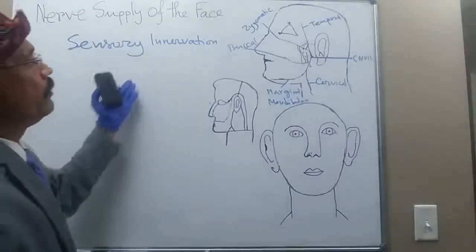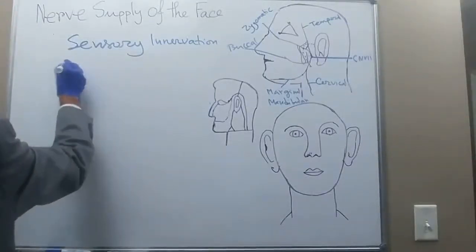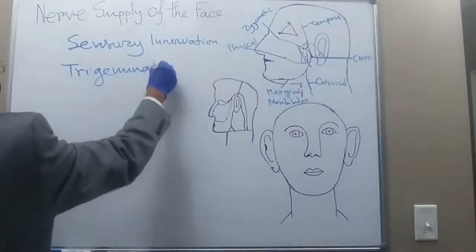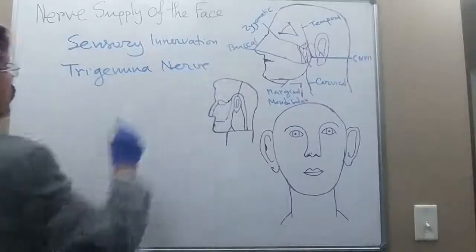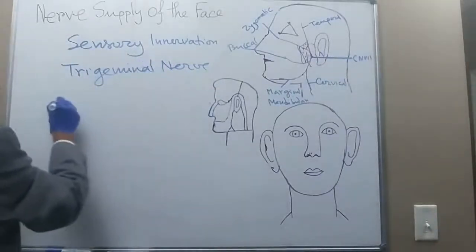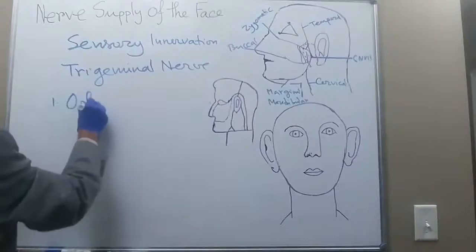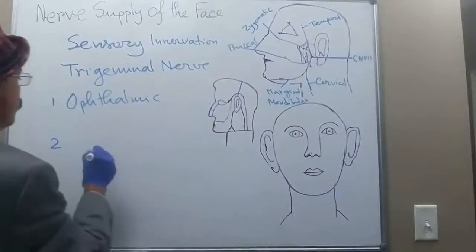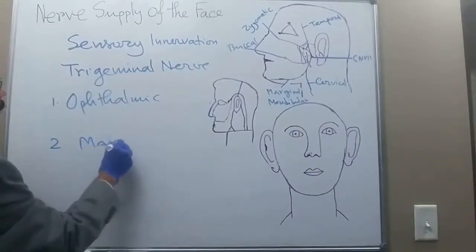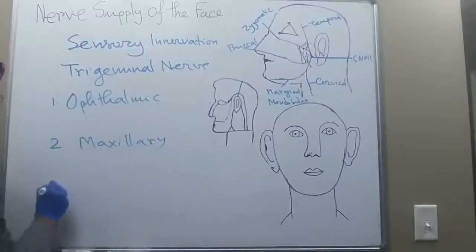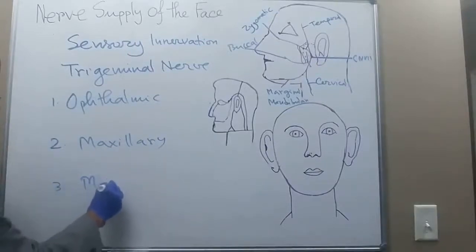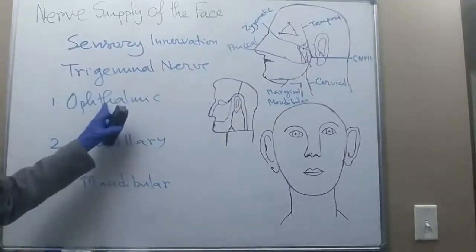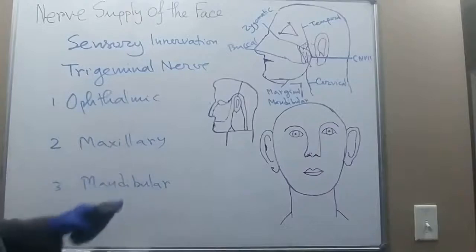The sensory innervation from the face is by means of the trigeminal nerve. Trigeminal nerve has three divisions. One is the ophthalmic, another one is the maxillary, and third one is the mandibular. Okay, so ophthalmic division of trigeminal nerve has 5 branches.